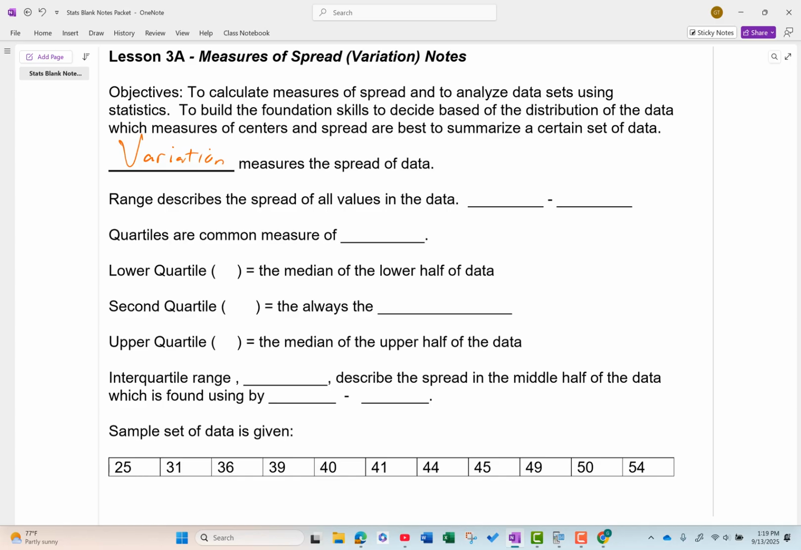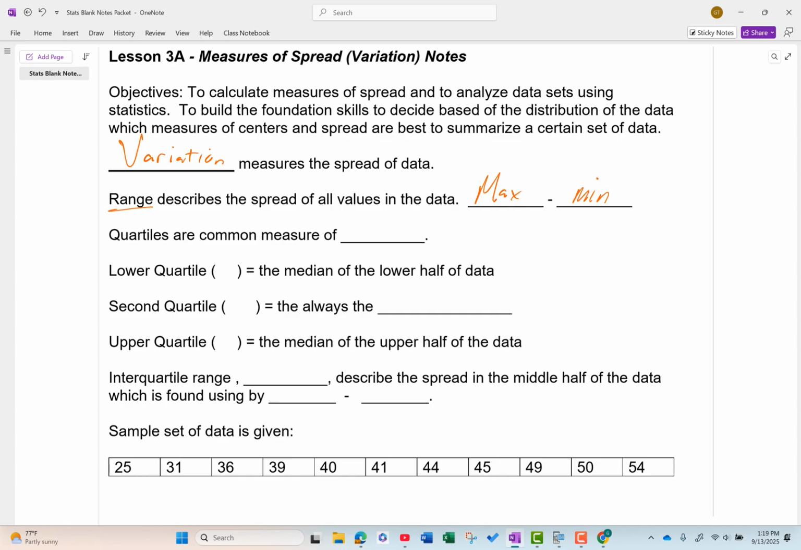The range specifically is going to take the maximum value minus the minimum value. So if you have a whole set of data, you put it in order, get the smallest value and the largest value, take the largest, subtract the smallest. That is what we know as range.